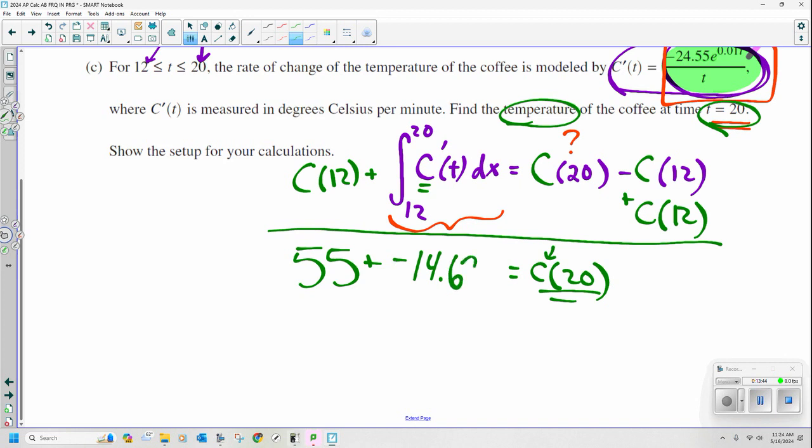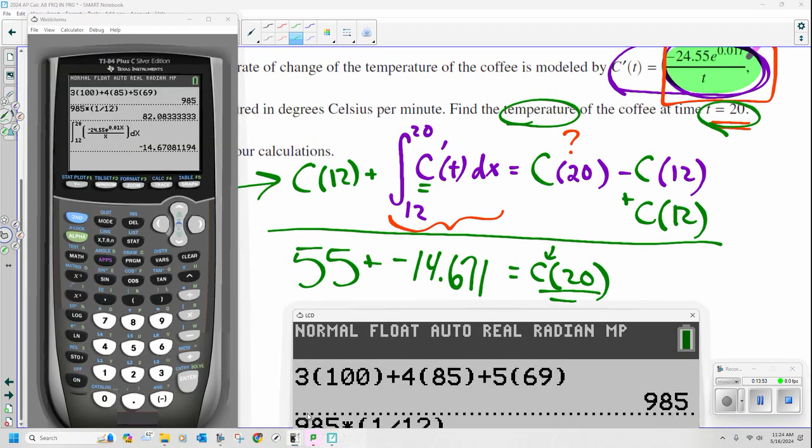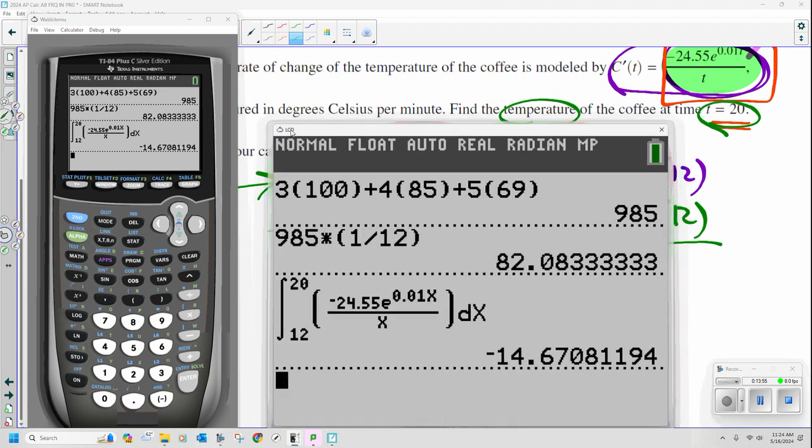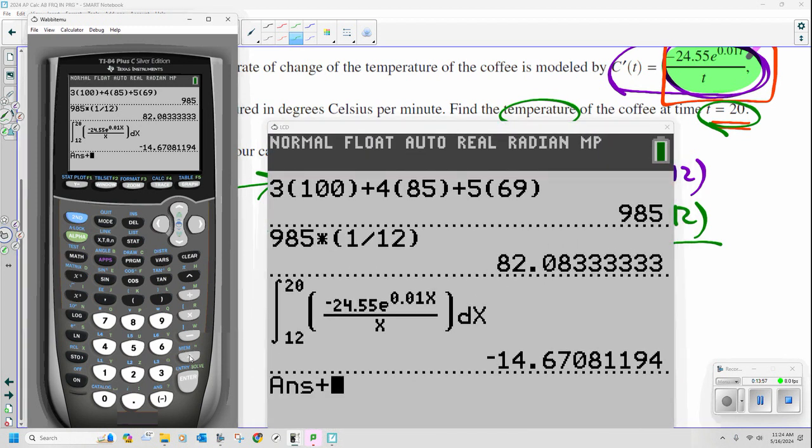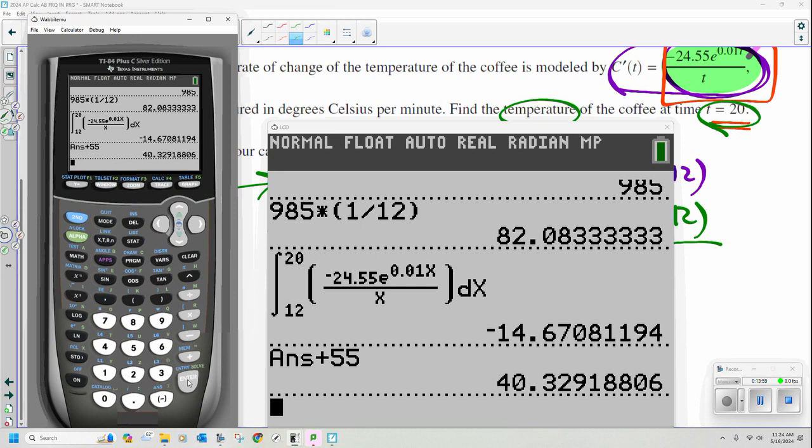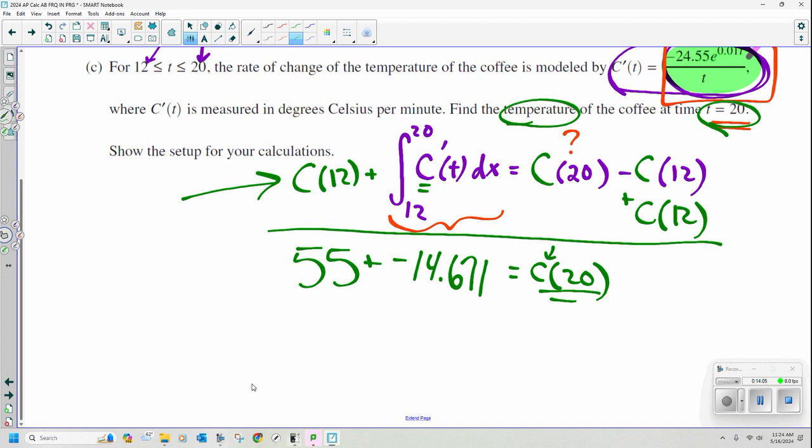What did I say, 671? You really don't have to write that down. They see right here where you're getting your calculations from. So, plus 55, and we end up with 40.329. 40.329. Do they ask us for a label? They do not.